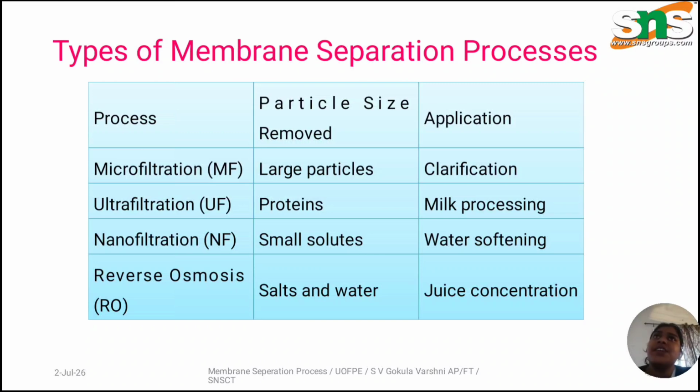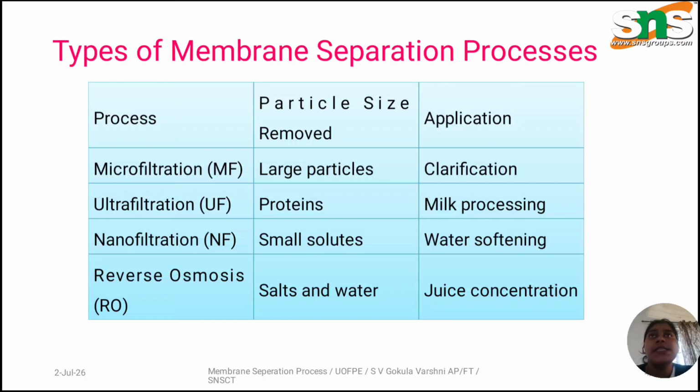Membrane separation can be classified into four major types depending on the pore size and the material being separated. The first is microfiltration, which has the largest pore size, generally between 0.1 and 10 micrometers. It removes suspended particles, bacteria and fat globules. The second is ultrafiltration. With much smaller pores, it retains protein while allowing water, lactose and minerals to pass through. This process is extensively used for whey protein concentration.